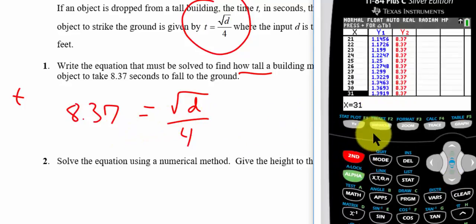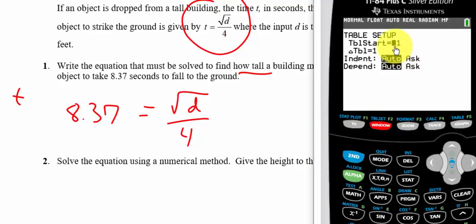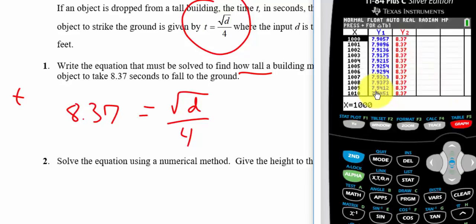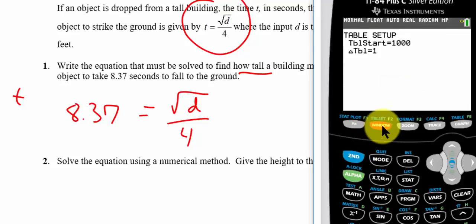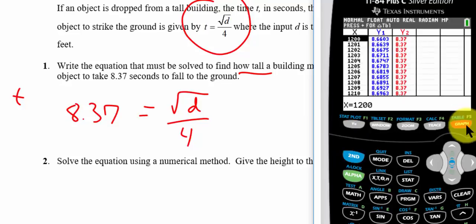So if I go back to table set, instead of starting at 21, what if I start at 1,000? Now I press second graph. You see how I'm getting closer? I'm at 7.9. I still need to get to 8. So what if I go back to second and window, and this time I'll try 1200. I press second, I press graph. Now you see 1200 was too big, because we want to get to 8.37.